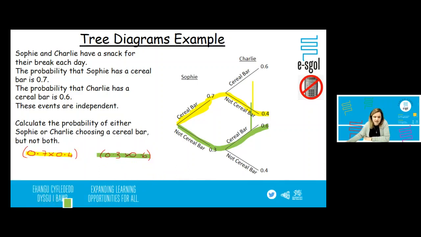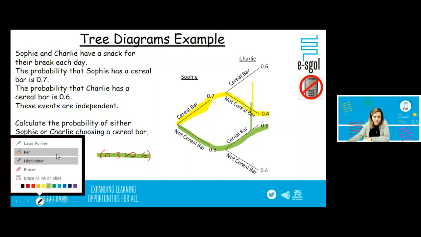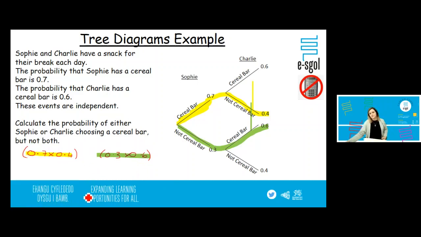And that is the green section. So just like we've done before, we are going to multiply these decimals. We're going to get our answer. But once we have our answers, we're actually then going to add our answers together.